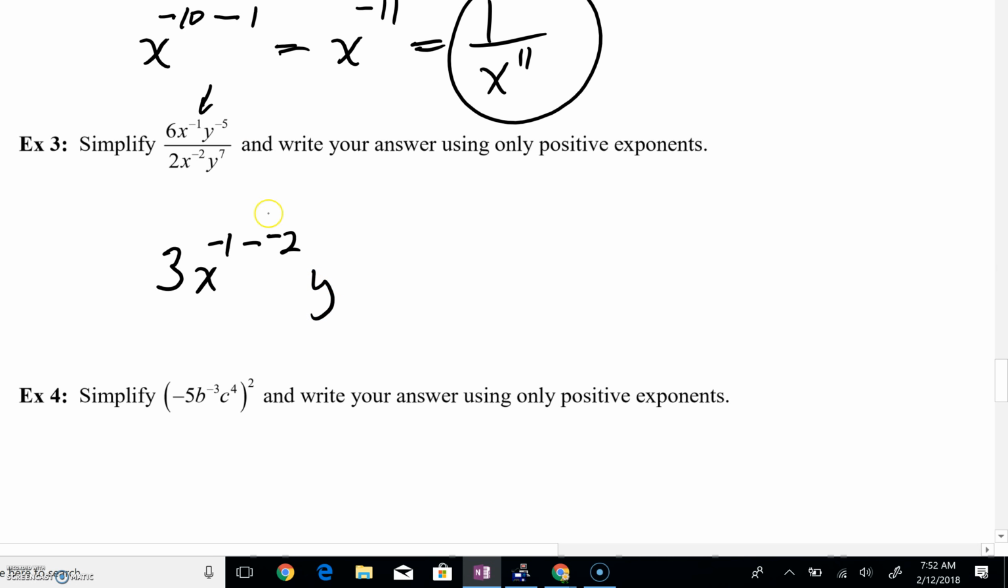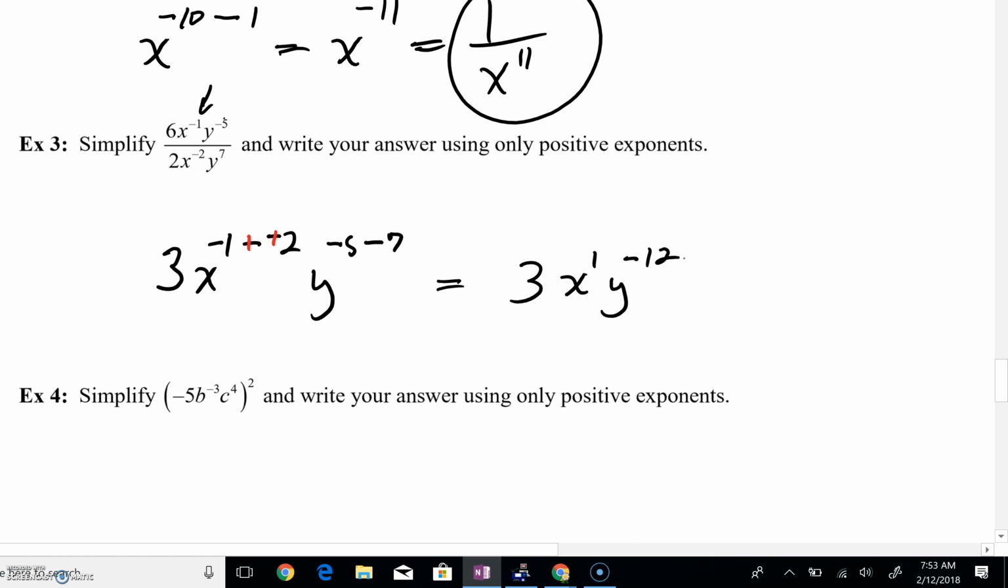And then we're going to have our y. Well, we're going to say top power is negative 5 minus our bottom power is a 7. Now, negative 1 minus a negative 2, well, you can always feel free to use your calculator to help you out, but minus a negative, I hope we all know it's just going to convert into a positive. So I still got my 3 out here. Negative 1 plus 2 is just going to be a positive 1. Negative 5 minus 7 becomes a negative 12.